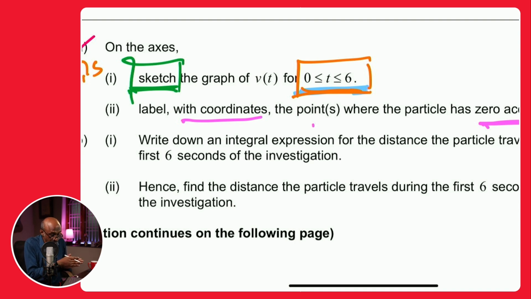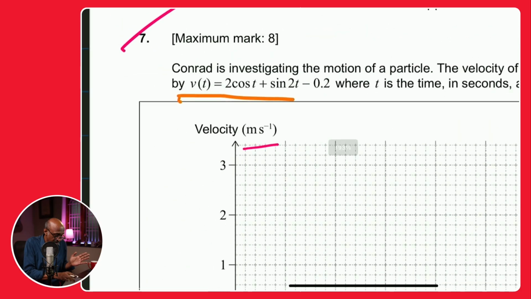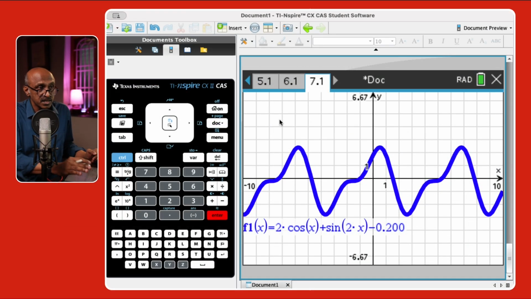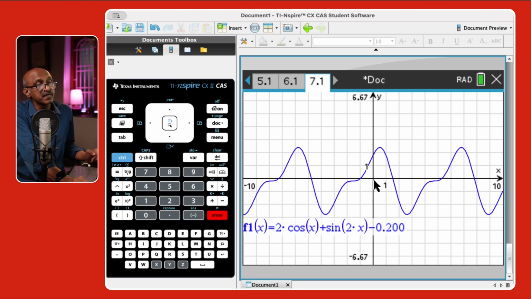Do not sketch any part of the graph after 6. This is equally important. If you just enter the graph as it is, it's going to show you values before and after. As you can see, you can see the graph before 0. That's the graph before 0. And somewhere there's 6. I think if this is 1, 2, 3, 4, 5, 6.